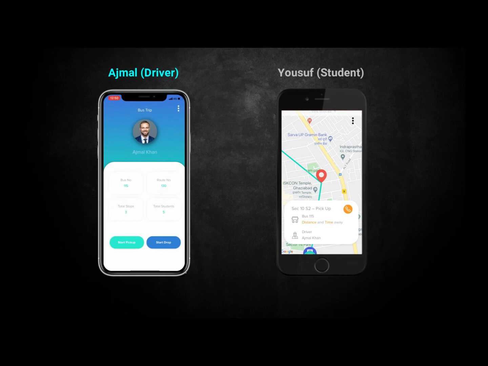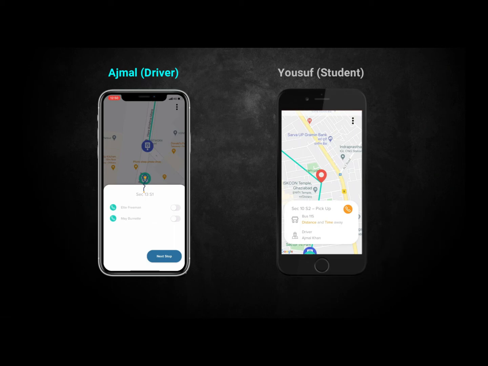As soon as Ajmal starts the pickup route, he gets a list of the students at stop 1 with the stop name on top, while Yusuf's view changes to the live bus location with the time and distance details from his stop.